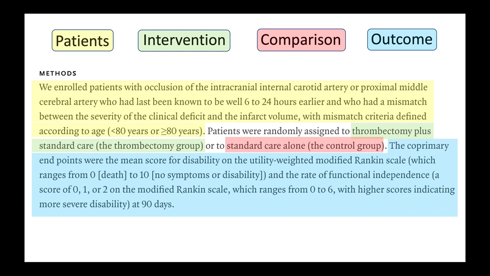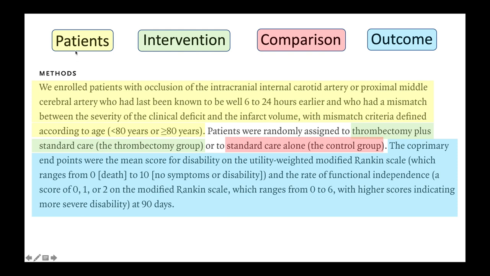What was the outcome? So the co-primary endpoints or outcomes were essentially disability and functional independence at 90 days. In this particular study, they used something called the utility-weighted modified Rankin scale, as well as the modified Rankin scale, which for our intents and purposes measures disability, all the way from no symptoms at all the way until death. And this is one of the most widely used outcome measurement scales in the neurological literature with specific regard to disability and functional independence or functional neurological outcome.